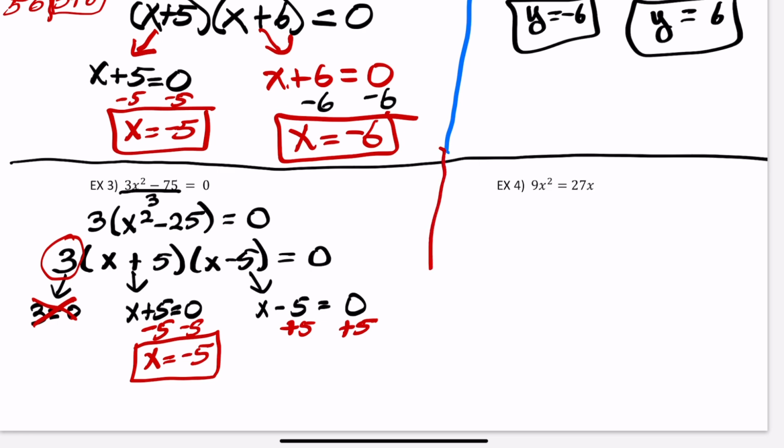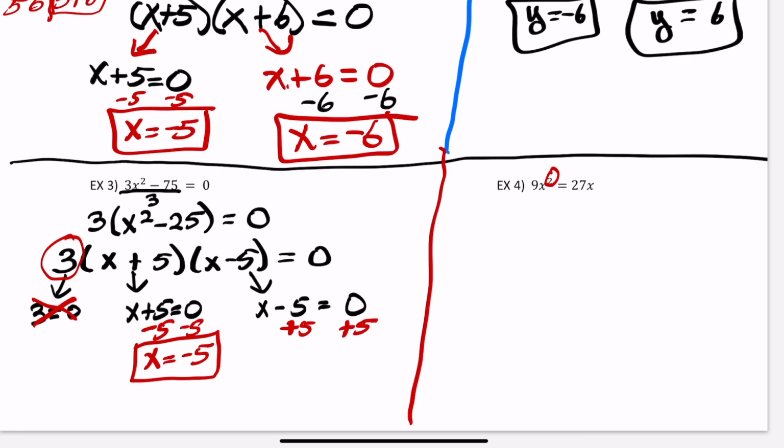All right, let's look at number 4. Number 4, I have 9x squared equals 27x. So this is a quadratic equation because my highest exponent is 2. The problem with this one, though, is it's not equal to 0. So what I want to do is make it equal to 0. So I'm going to subtract everything away from one of the sides.